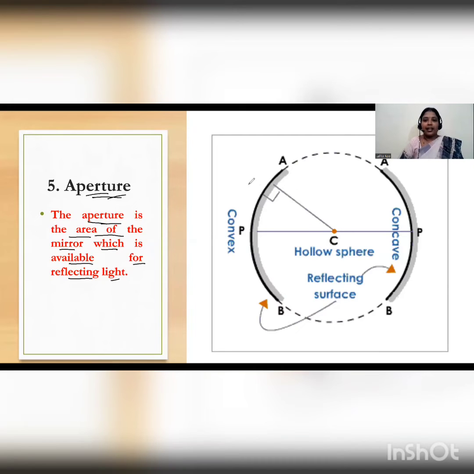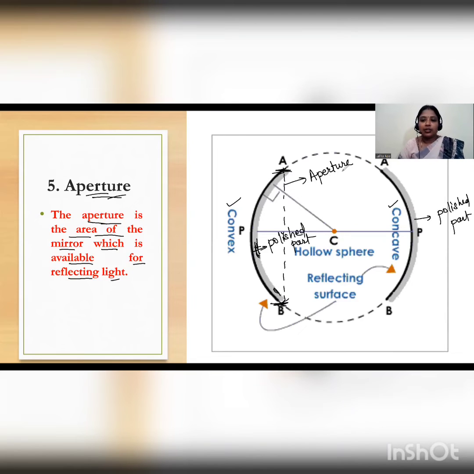Now this is your mirror. This is a convex mirror, because this part shows the polished part. And here this part is the polished part, so this mirror is a concave mirror and this is a convex mirror. Got it? If you see this AB, parts A and B, the area available for reflection, where reflection can take place, is known as aperture.